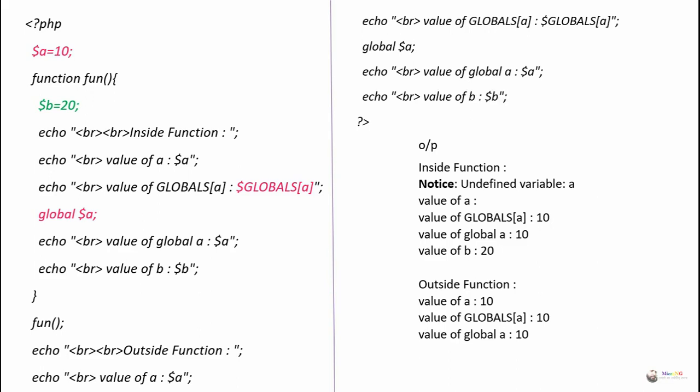If you try to display the value of the local variable b, it will not display, because b is not defined outside the function. The local variable can be accessed only inside the function. So b is a local variable that can be accessed only inside the function fun. So it will show that it is an undefined variable. Outside the function fun, we cannot access the value of local variable b.